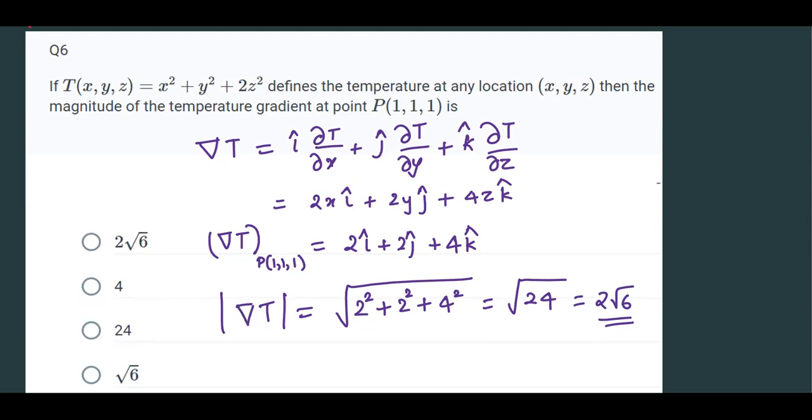2 root. 6 is the correct answer. Simple. I just had to find the gradient. At a point, what is the magnitude of the gradient?